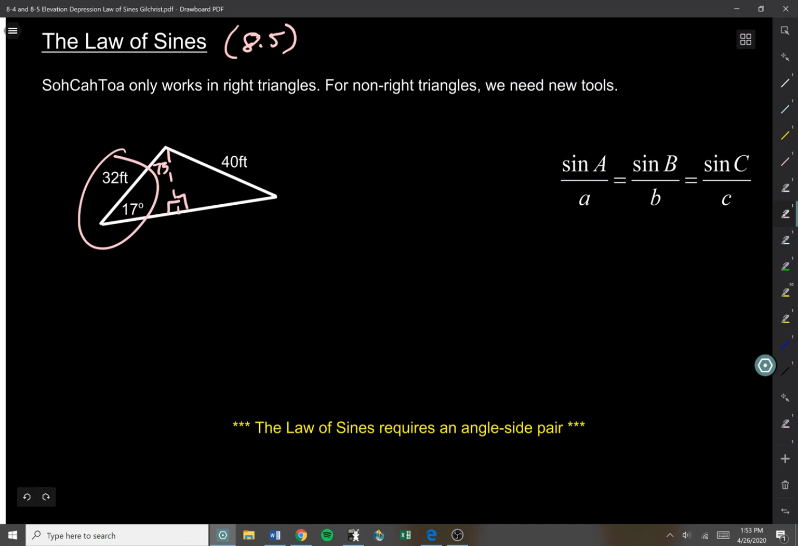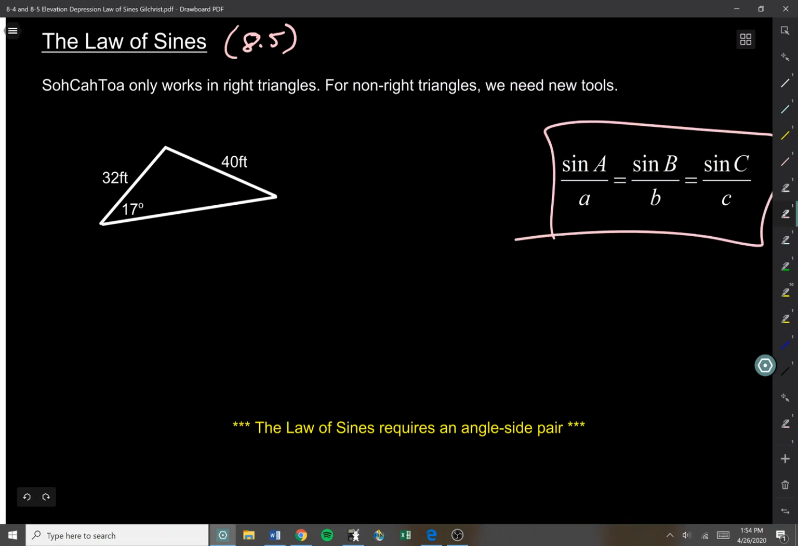But we wouldn't have really, we could then find this length. Once we found that length and we knew this angle, we don't have any way of finding this angle or this angle, which means we can't solve the triangle yet. So even dropping a height poses some problems. So there's a new tool, it's called the law of sines.